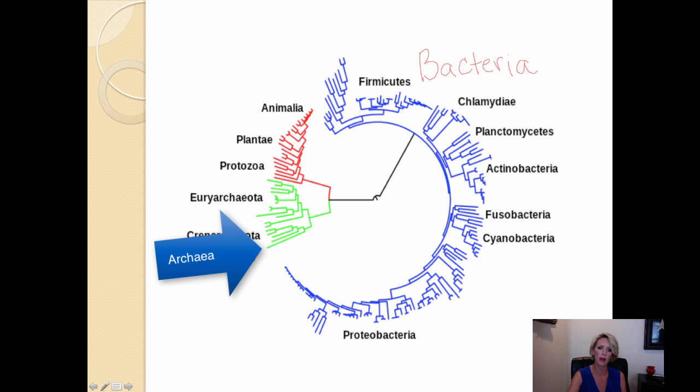Now over here in red, this is the group to which we belong. This is the domain eukarya. Now eukarya has its own group, because the cells that make up these organisms are eukaryotic cells, which means they have a nucleus. And this is the group that's got those organisms we're super familiar with: animals, plants, protists, and fungi.